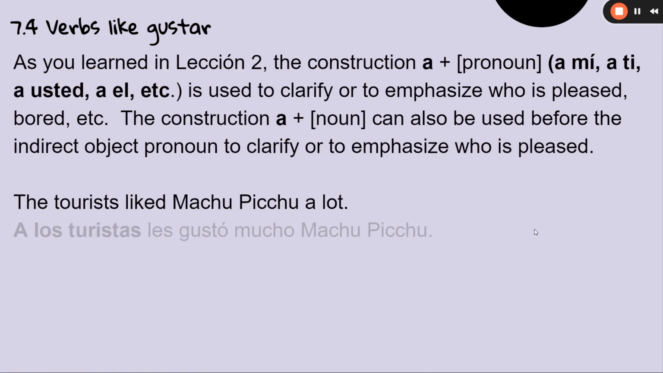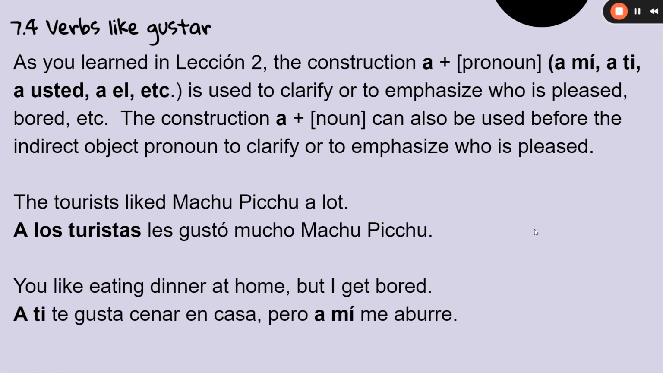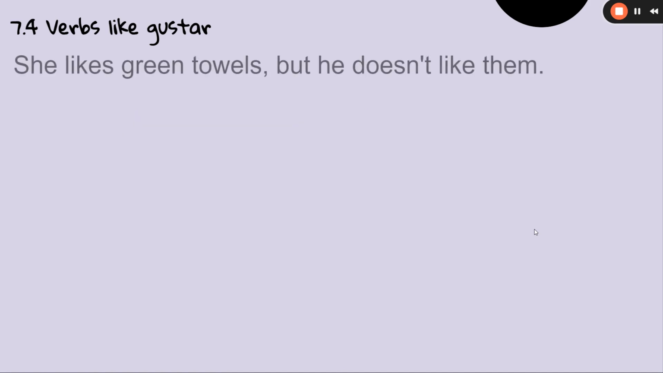So here we go. The tourists like Machu Picchu a lot. A los turistas les gustó mucho Machu Picchu. Okay? You like eating dinner at home, but I get bored. A ti te gusta cenar en casa, pero a mí me aburre. It bores me, is what it means.